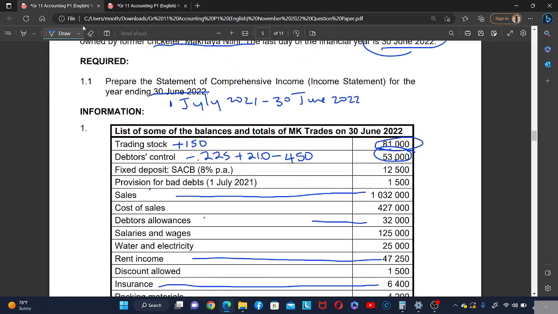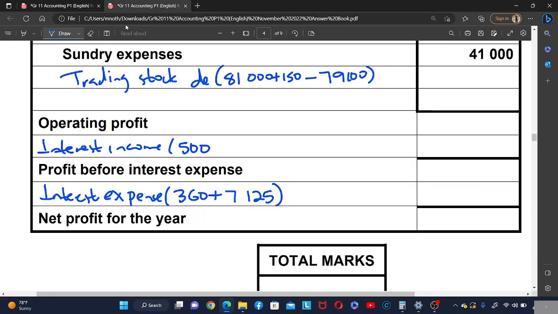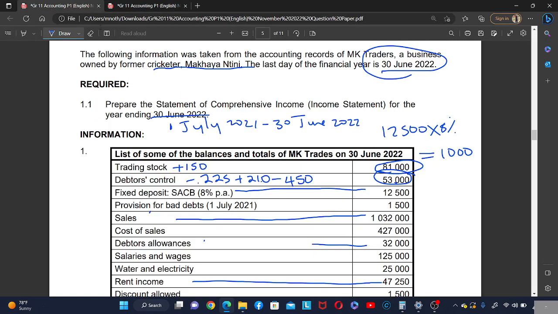So now let's come and do the calculation for the interest. So the fixed deposit is 12,500 times 8%, which is equal to 1,000 Rand. So actually the interest on fixed deposit was supposed to be 1,000 Rand, not 500 Rand, meaning that the outstanding amount is 500.